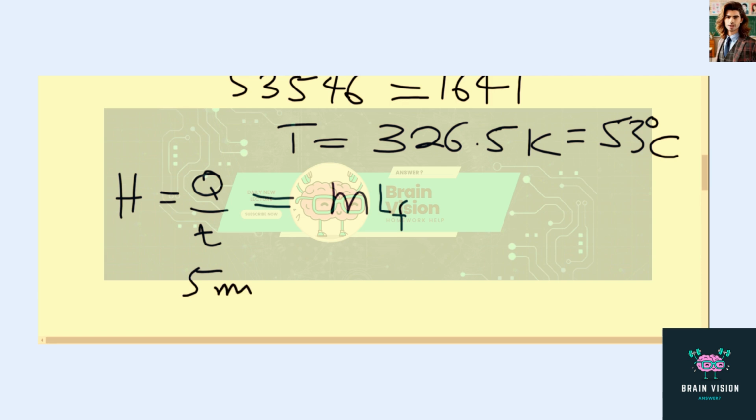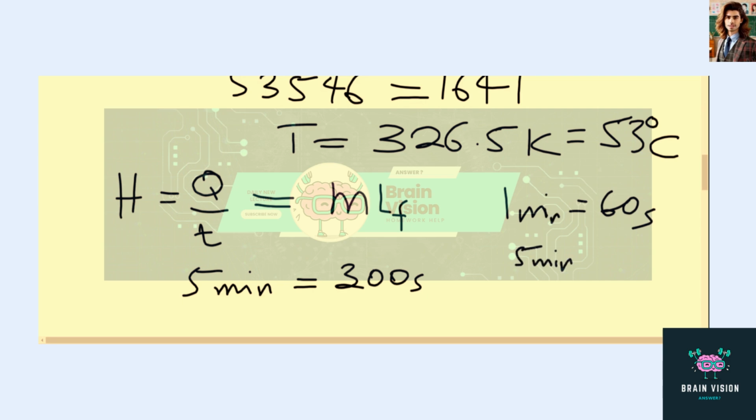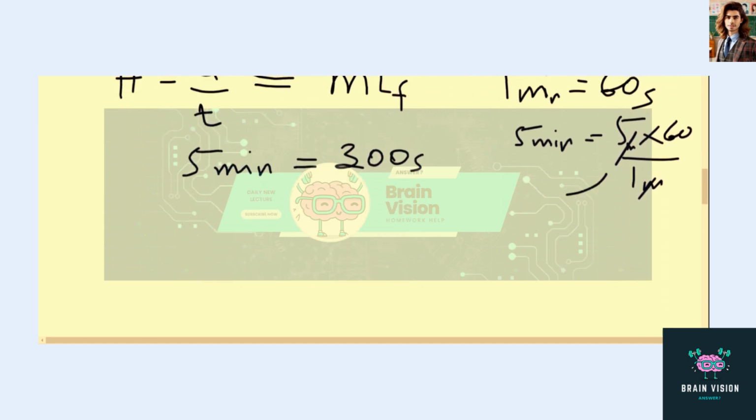Now we have 5 minutes. So we know that 5 minutes is equivalent to 300 seconds. We should understand 1 minute is equivalent to 60 seconds, and therefore if we have 5 minutes, that should give us 5 times 60 divided by 1 minute. So the minute cancels minute, and then we are left with seconds. That is how come we have our 300 seconds right here. So when we go on, let's put the values inside this equation, then let's see what we get.